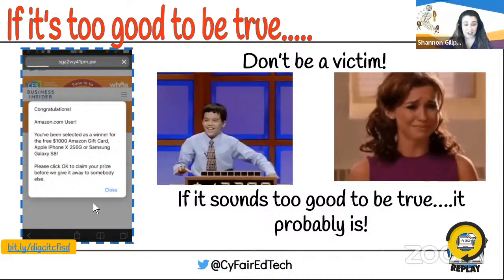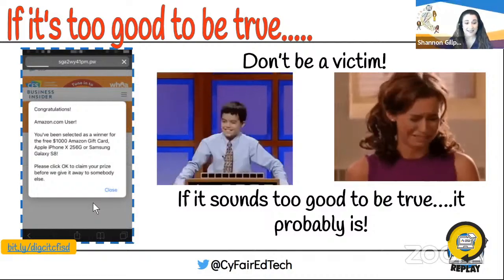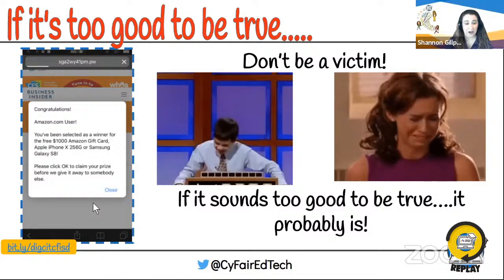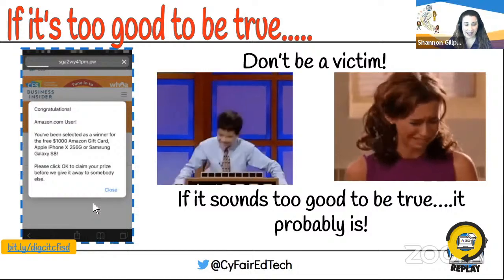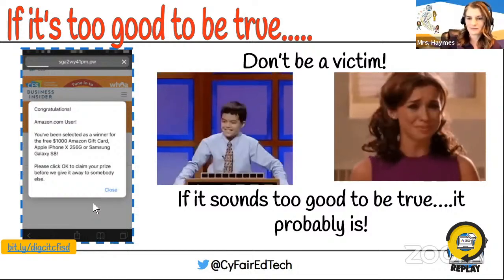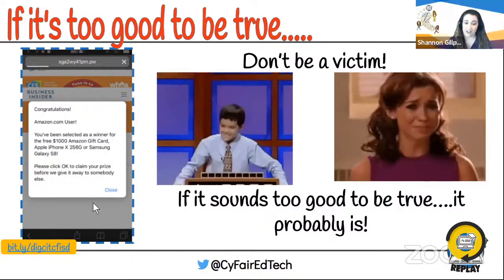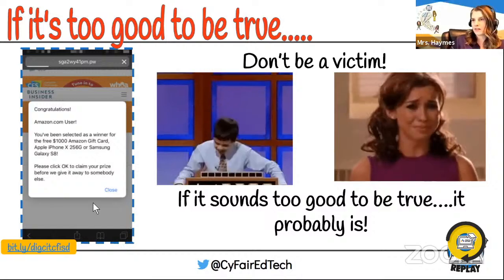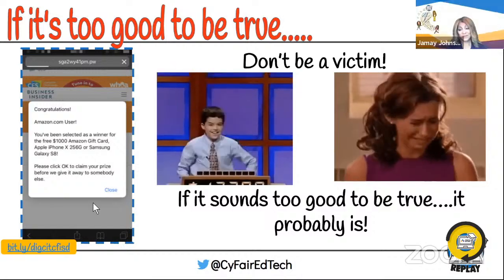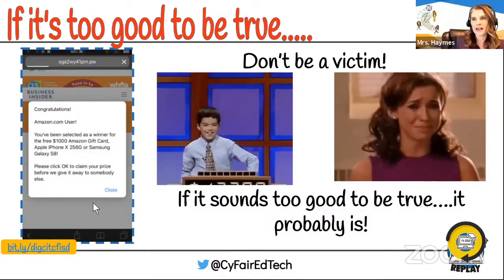Yes, in fact, my daughter did click on something like that once, and she put in her debit card information, and it was a scam, and she ended up losing even more money than what she thought. Oh, that's terrible. It was terrible. It's very enticing, but no. Yes, it's very enticing. But yes, think about that.